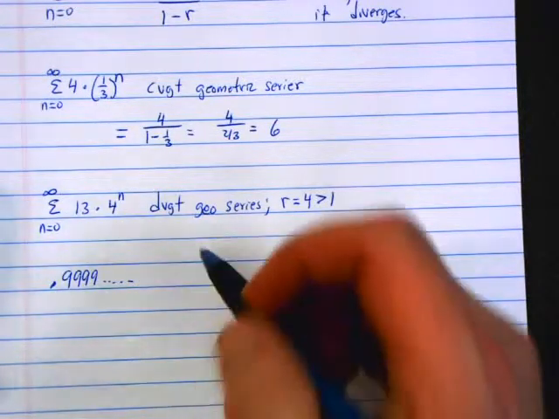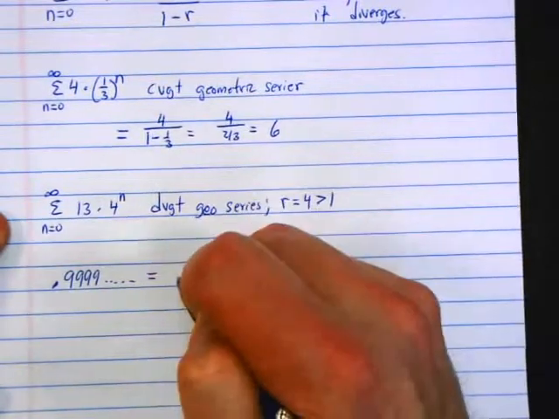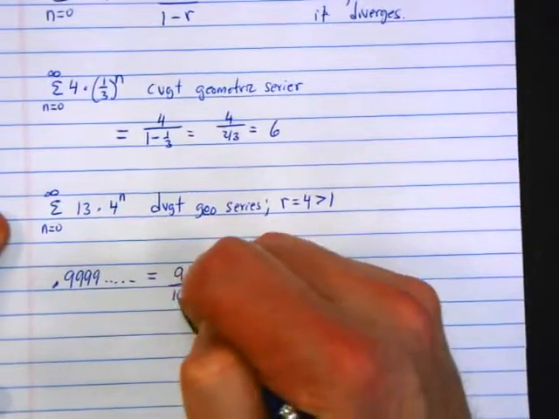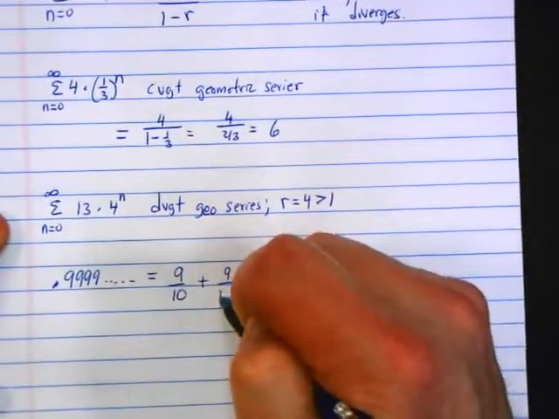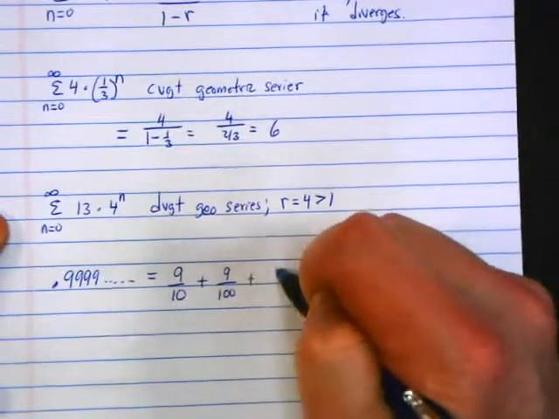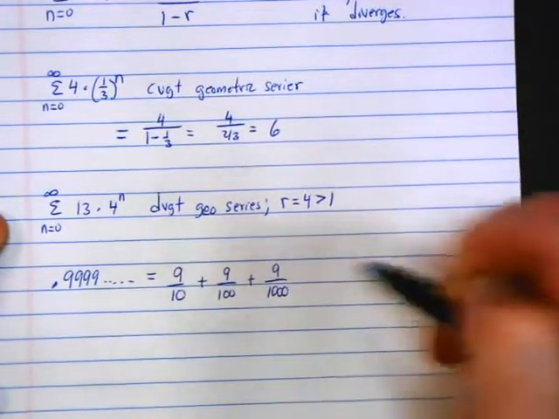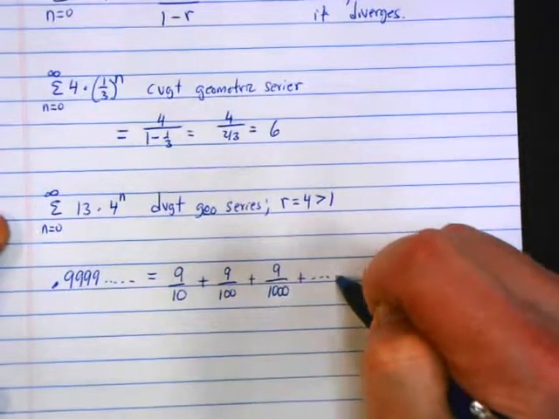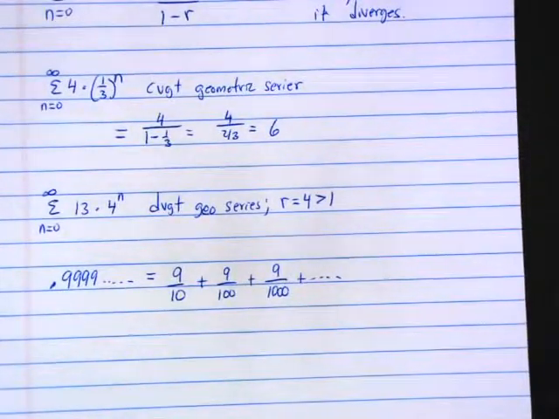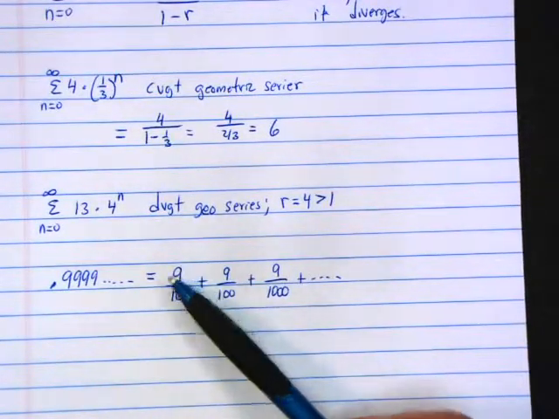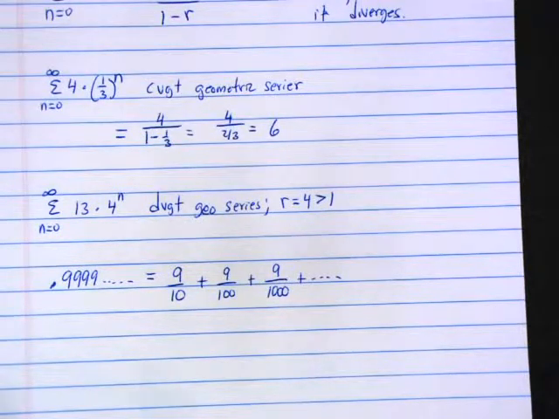Okay. How about if I were to write it as 9 over 10 plus 9 over 100 plus 9 over 1,000... Do you agree with that? What's 9 over 10? 0.9. What's 9 over 100? 0.09. What's 9 over 1,000? And I keep going. I get that pattern, right?